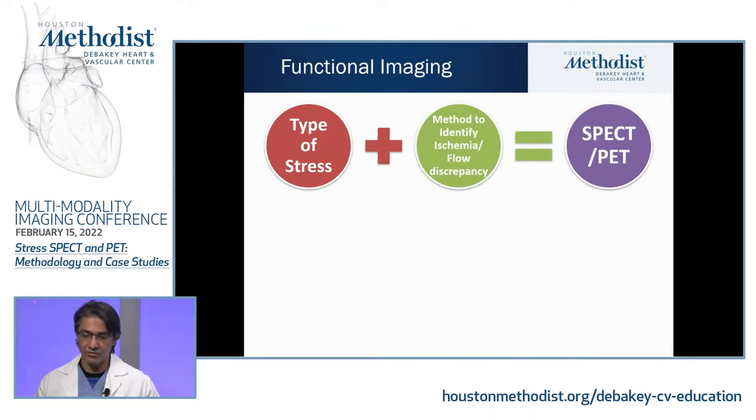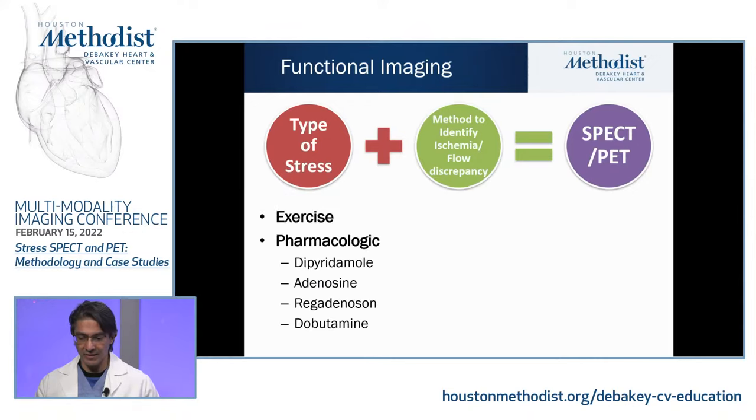So if we look at a functional imaging test, it's really composed of two parts. You have a stressor that needs to be administered, followed by some method to identify the ischemia or the flow discrepancy. And for today's talk, of course, we're going to be talking about nuclear techniques. And this is really what makes up a functional imaging test. So what kind of stressors do we use for our patients? We're going to be talking a little bit about exercise, and about pharmacological stress. We'll be talking about why we actually need to perform stress.